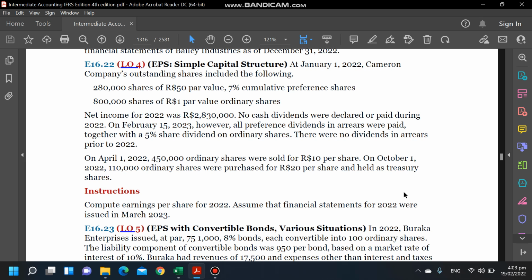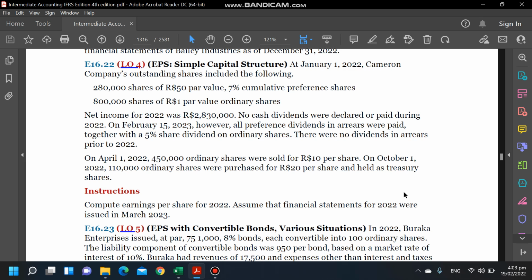On February 15, 2023, however, all preference dividends in arrears were paid together with a 5% share dividend on ordinary shares. There were no dividends in arrears prior to 2022. On April 1st, 2022, 450,000 ordinary shares were sold for $10 per share. On October 1st, 2022, 110,000 ordinary shares were purchased for $20 per share and held as treasury shares.